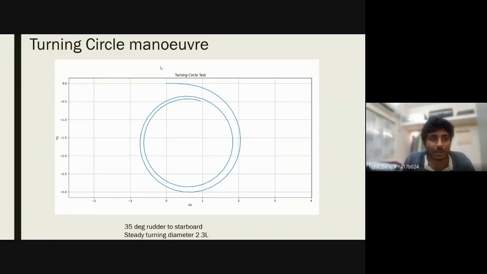I performed model tests like the turning circle maneuver and the zigzag maneuver. The main aim was to test if my model is stable, but also, in order to do the RL code, first I have to understand what my ship can do. When I did the turning circle test, I found that the turning circle radius was about 2.3 times the ship length. We have to keep this in mind before going to the RL training stage, because you cannot expect the ship to reach destinations which require a turning circle of less than 2.3 times the ship length.